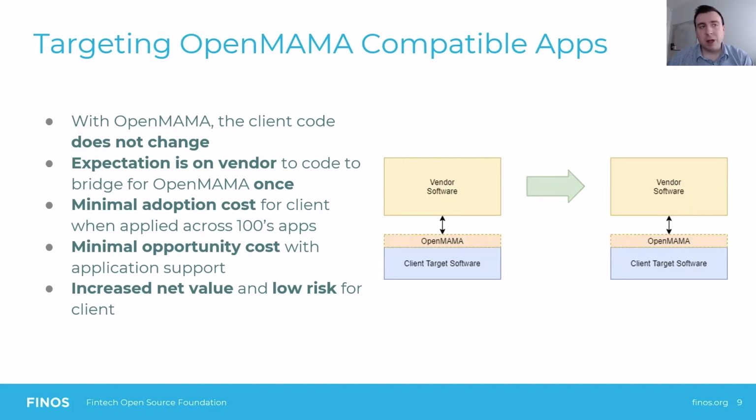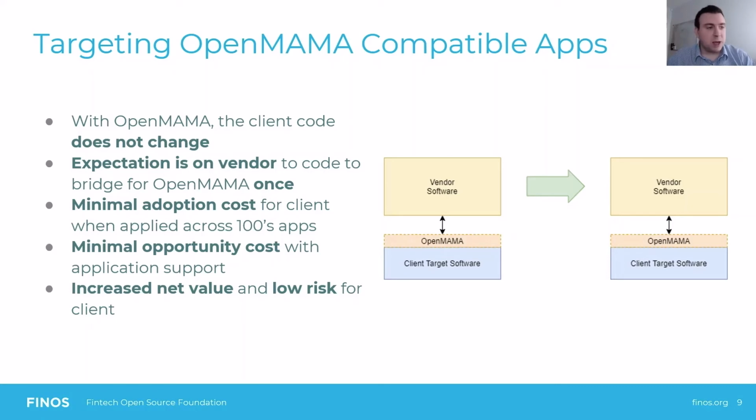And as well as that, the ongoing development cost, which is often overlooked from a client's point of view, is much lower as well. And the support for the API that the client is writing to comes from the community. It comes from the OpenMAMA community. It doesn't necessarily go straight to the vendor unless there's a bug in the underlying vendor software. So that's the main value proposition from a market data vendor and an application vendor's point of view.